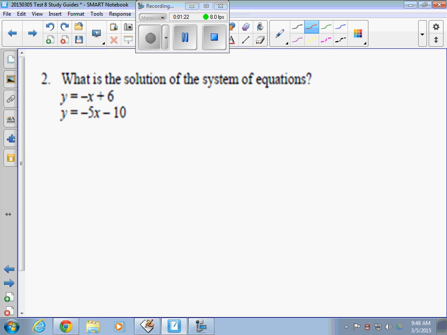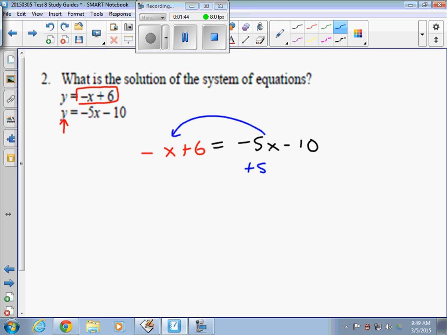Okay, what's the solution to this one? This one's set up better for substitution. So when you write them side by side, this is your value for y. So in place of y, we can plug in -x plus 6 equals -5x minus 10. Move your smaller one over to your larger one. Add 5x. -1x plus 5x is +4x.